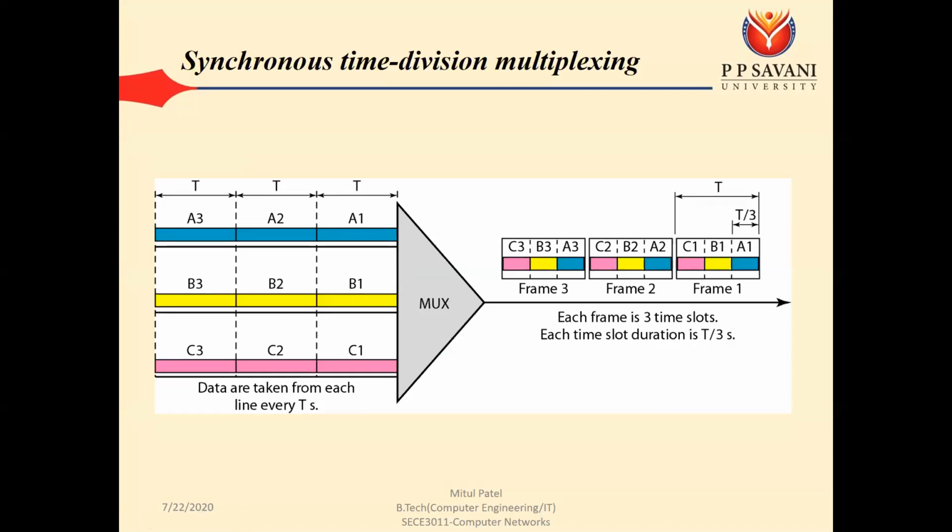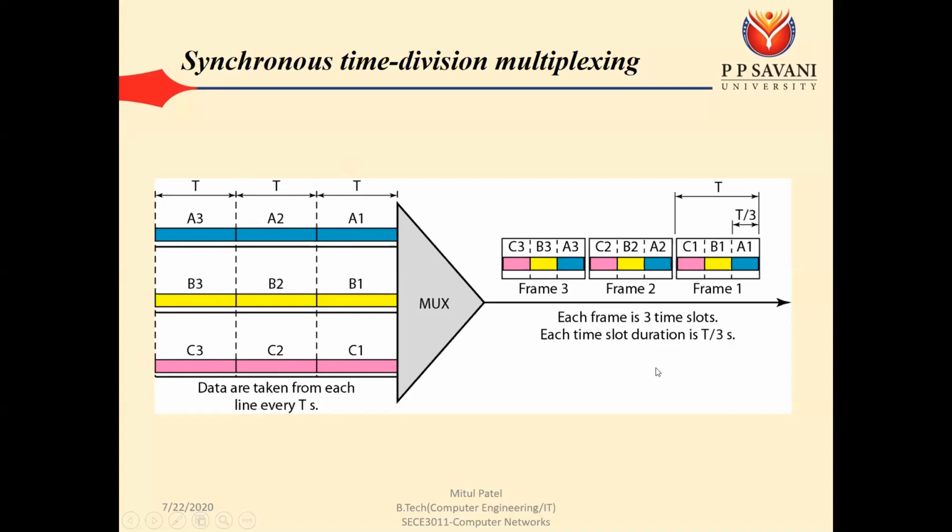So we can see here that our input channel is divided into three time units. Okay, so for example, let's say this multiplexer is getting the data from three different devices. So we can divide this input data into three different time units, like A1, A2, A3, B1, B2, B3, and C1, C2, C3. A1, B1, and C1 are allocated to one time unit, A2, B2, C2 to the second time unit, and A3, B3, C3 to the third time unit.